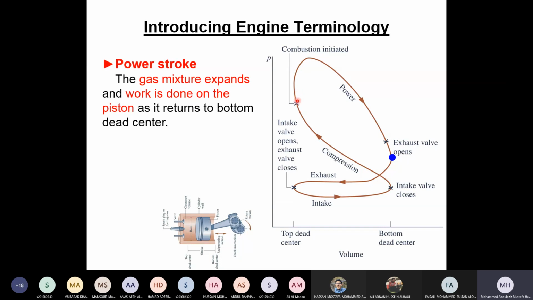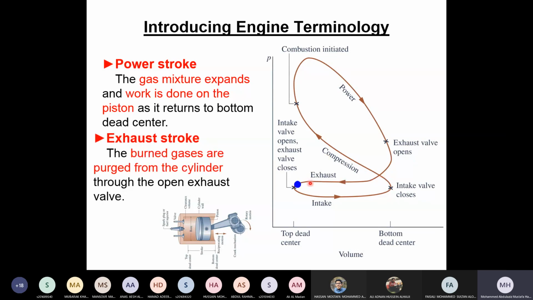What happens when you do the spark? Let me build this again. What happens if you have a spark here? It will burn the fuel and the air, and then you will find high pressure and temperature. The pressure increases, and this will push the piston back to this position, giving us power. This is what we call the power stroke. At the end of the power stroke, the piston will be at this position. Then the piston moves in this direction, pushing the gases out. This is what we call the exhaust stroke.